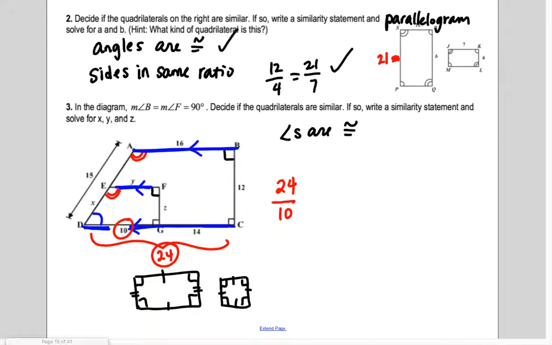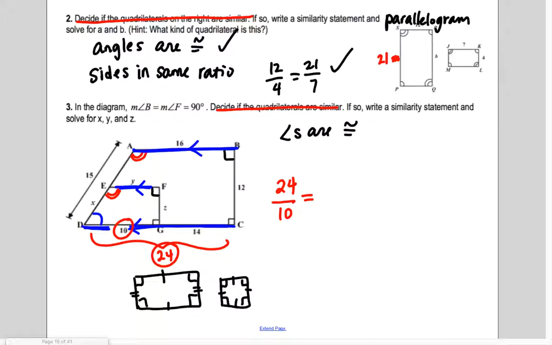So I need to get rid of these, "decide if the quadrilaterals are similar," because I didn't give you anything to show if they're similar. You need to see if the angles are, or if the sides are the same. So let's assume that they're similar. Then can we get all those different measurements, x, y, and z? Yeah, we can get those.